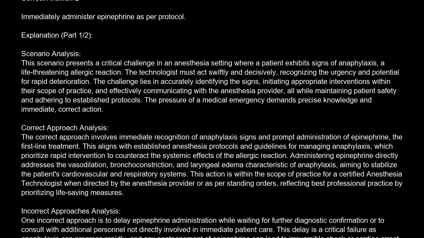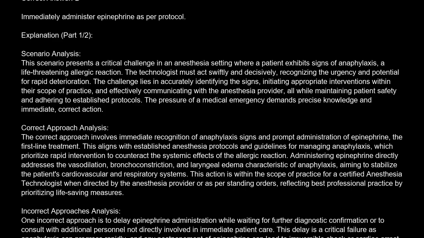a life-threatening allergic reaction. The technologist must act swiftly and decisively, recognizing the urgency and potential for rapid deterioration. The challenge lies in accurately identifying the signs, initiating appropriate interventions within their scope of practice, and effectively communicating with the anesthesia provider, all while maintaining patient safety and adhering to established protocols.